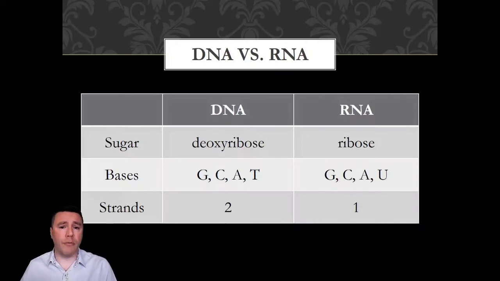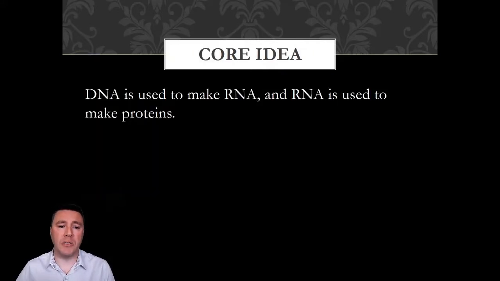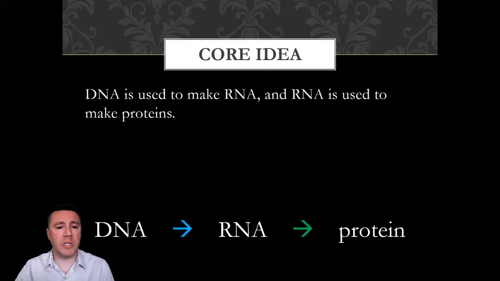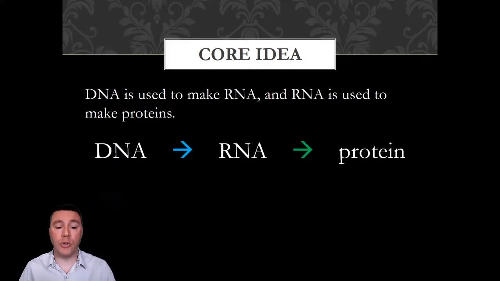All right, so now that we've reviewed the differences between DNA and RNA, let's go ahead and dive into the basic idea behind protein synthesis. And that is that DNA is used to make RNA, and then in a second step, RNA is used to make proteins. That means that the process of protein synthesis is actually a 2-step process. That 2-step process is illustrated here, where we see DNA with the blue arrow leading to RNA, and then with the green arrow leading to a protein.